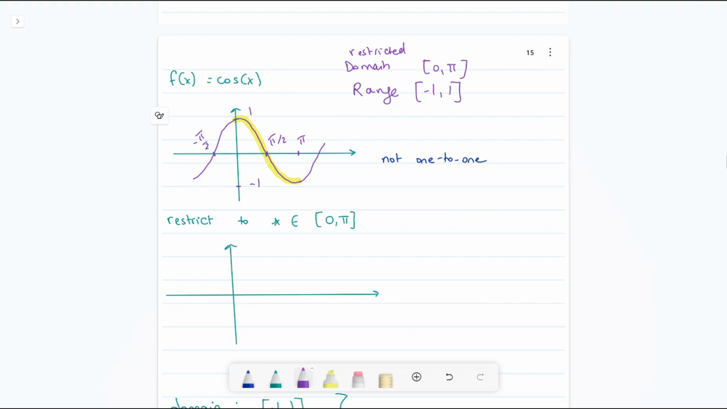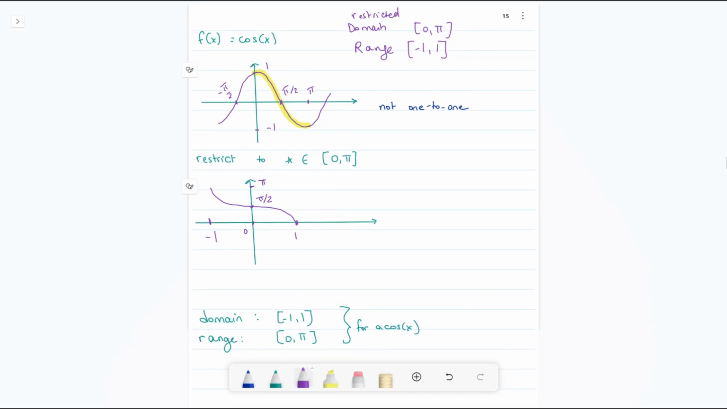Now let's draw the inverse. The inverse will look something like that. Here we have 1, -1, pi/2, 0. So we can notice after drawing this inverse that the domain of the inverse is -1 to 1, and the range is 0 till pi. Again, the domain of the function is the range of its inverse, and the range of the function is the domain of its inverse.